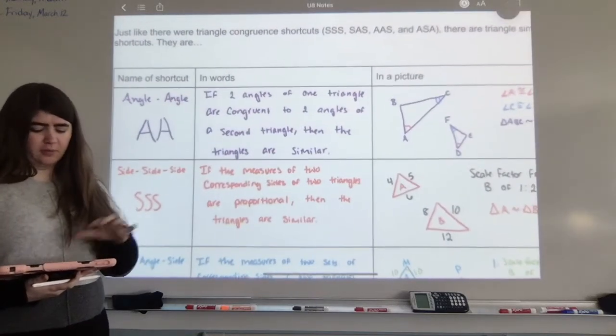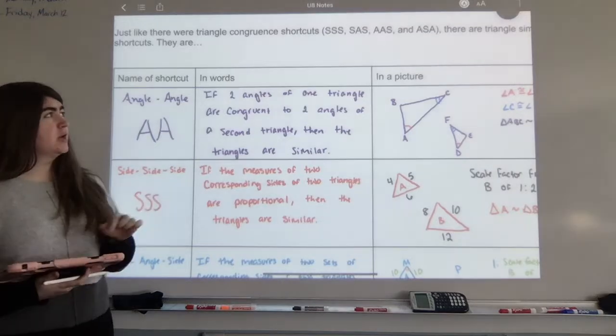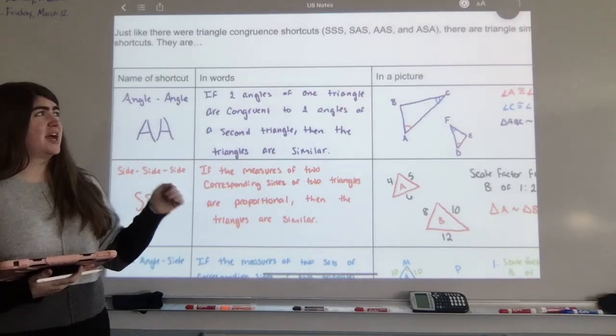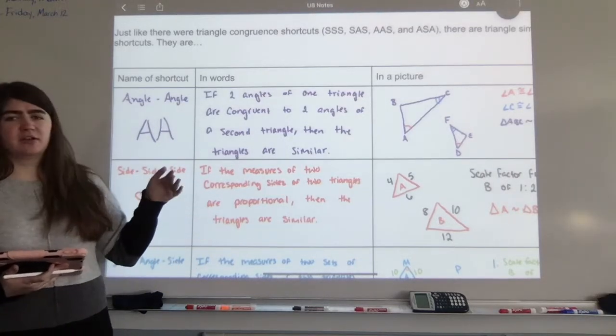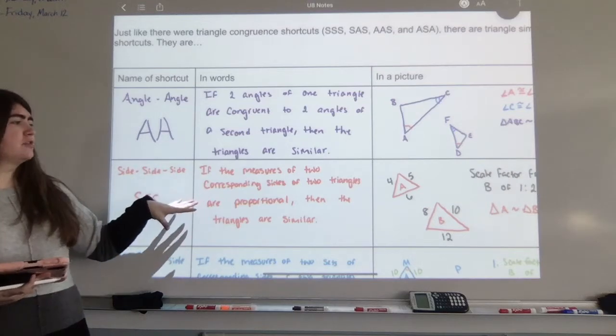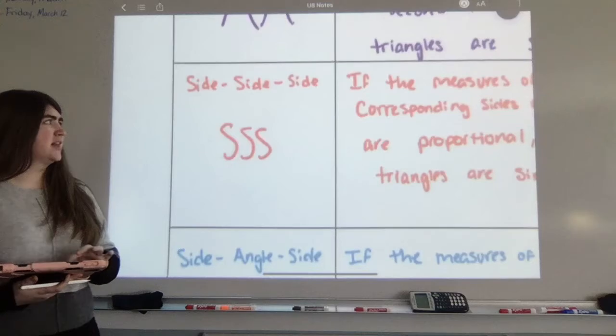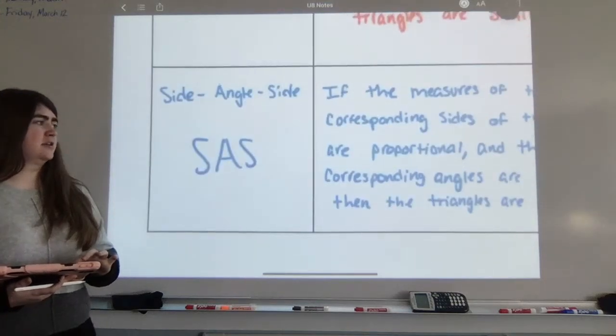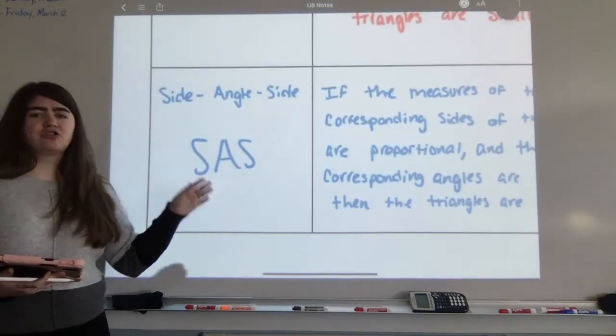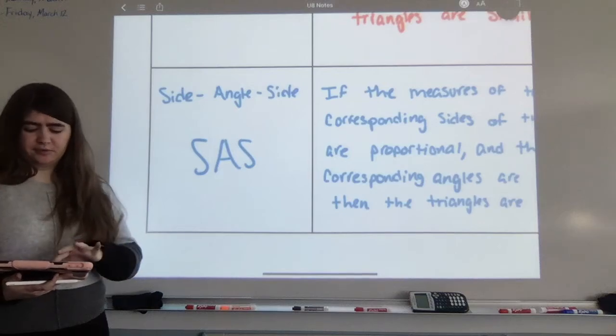So before we had triangle congruence shortcuts: side, side, side; side, angle, side; angle, side, angle; and angle, angle, side. When we're doing triangle similarity, we have three of them, and it is angle, angle; side, side, side; and side, angle, side. And these are triangle similarity theorems.